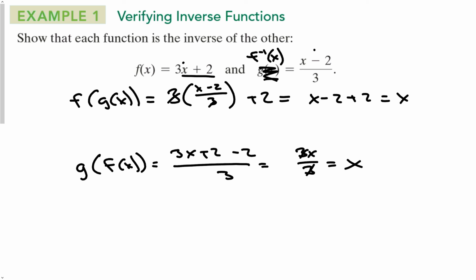And you can kind of see that happening because in this first function, we're going to multiply by 3 and then add 2. In the second function, we're going to subtract 2 and then divide by 3. Okay, so in one function, we're going forwards, and the other function, we're going backwards.